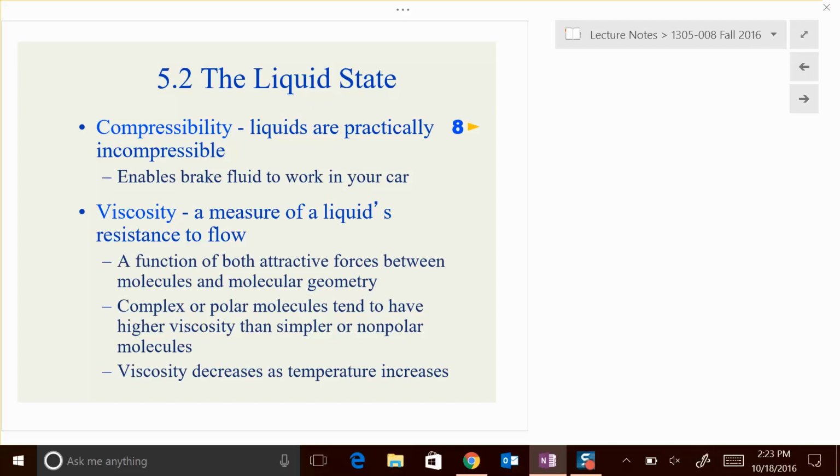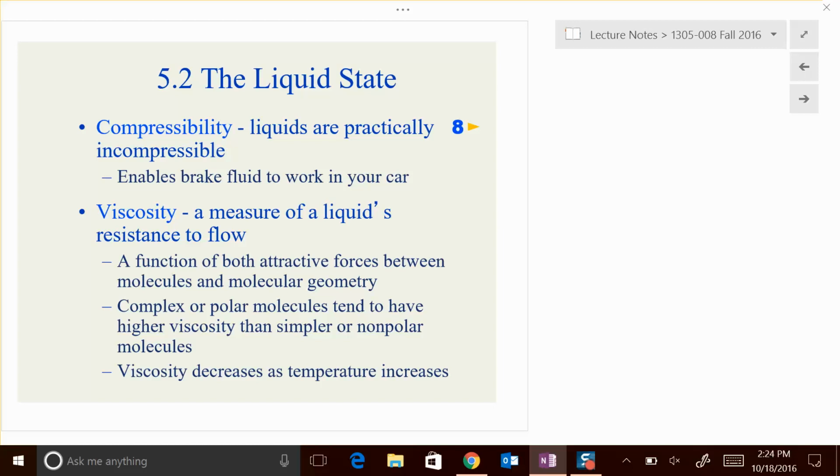Which is a good thing, because if you guys drove here in your car or rode a bus here, that vehicle had to use brakes. And if liquids were compressible, then the brake fluid in your brake lines would not work. So why do you have brake fluid in there? Because it's not compressible. If I push on the brake pedal, that forces the liquid to push against my brakes, which pushes against my tire, my wheel, the rotor to be exact. And it forces it to stop.